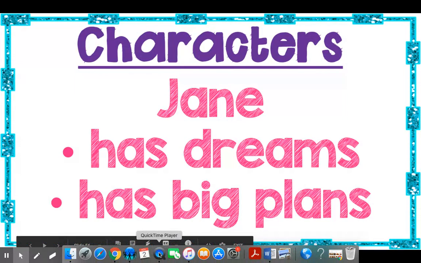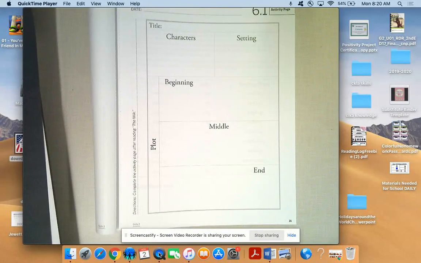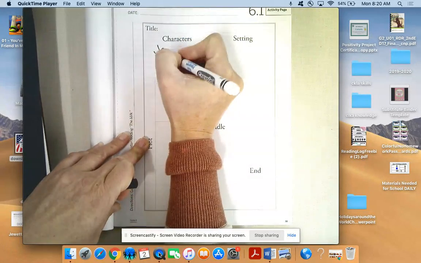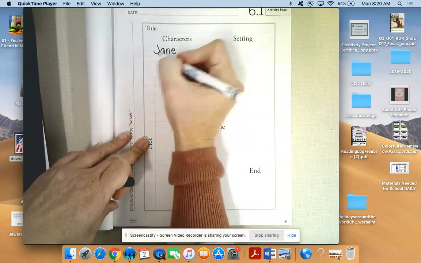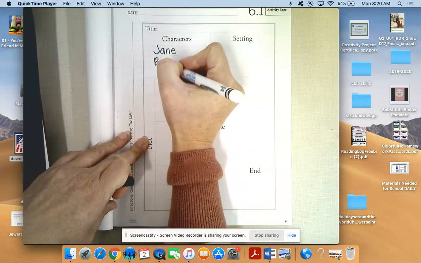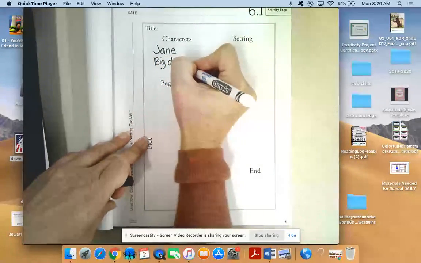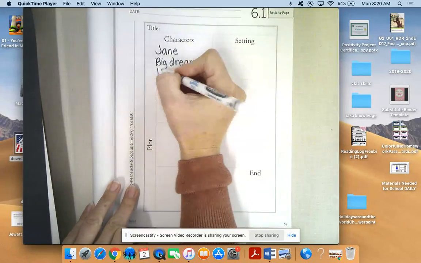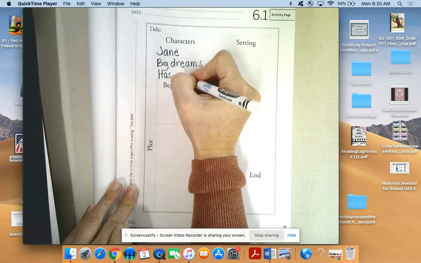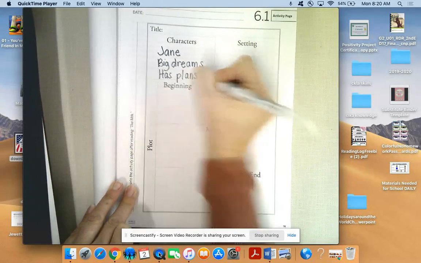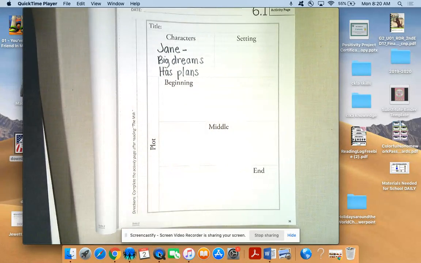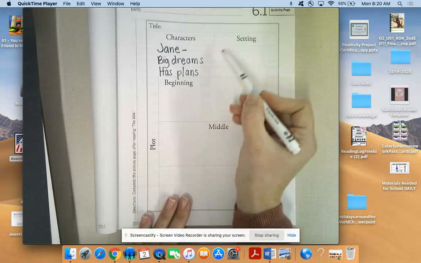So now I'm going to go back to my template. Her character, Jane. And then I might want to just write some details to remember. Big dreams. Has plans for the future. So that's just a little bit of detail about my character. I'm going to be looking at the setting.